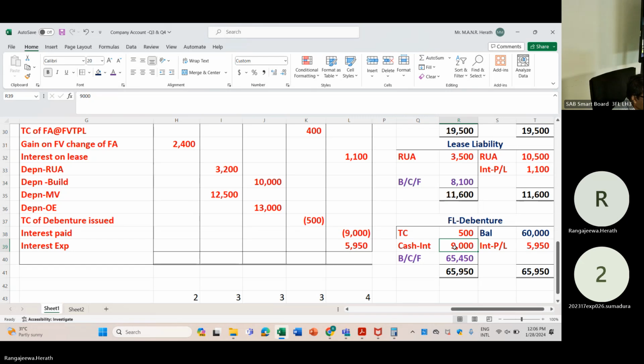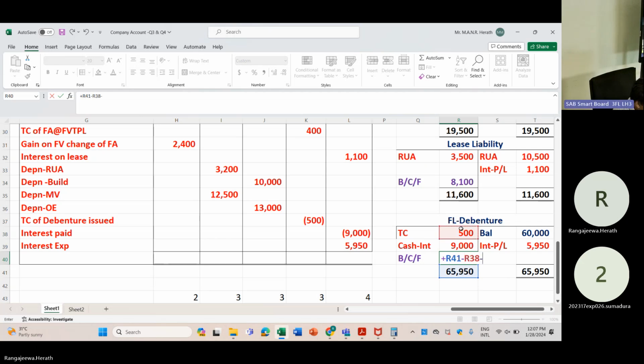Okay. So correct interest expense at effective interest rate 10%, that is 60,000 minus 500, 59,500 at 10%, that is what we charge. 9,000 is what they have paid. Right. What balance is there? That's it.